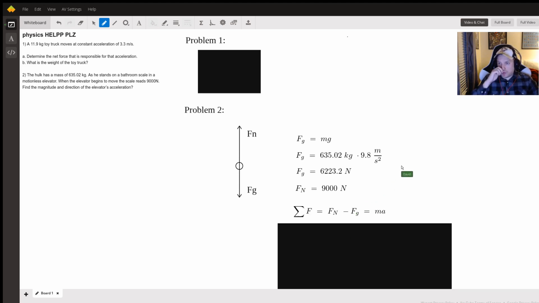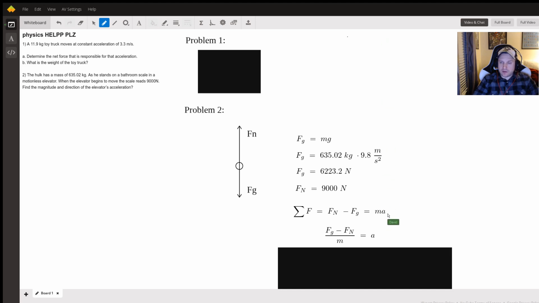And so, again, this is an application of Newton's second law. Newton's second law says that the total force experienced by an object is equivalent to the sum of the individual forces acting on it, which is also equivalent to the mass of the object times the acceleration that object experiences. We're interested in finding the acceleration, so solving for acceleration leaves you with Fg minus Fn divided by the mass. And so at this point, all you have to do is plug in your values, and you've got your answer.